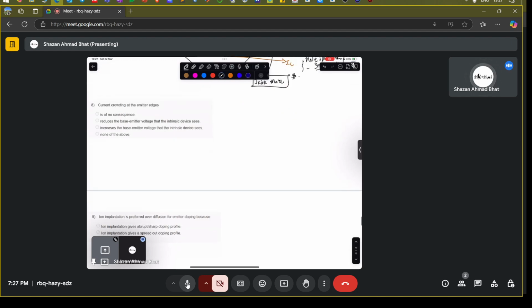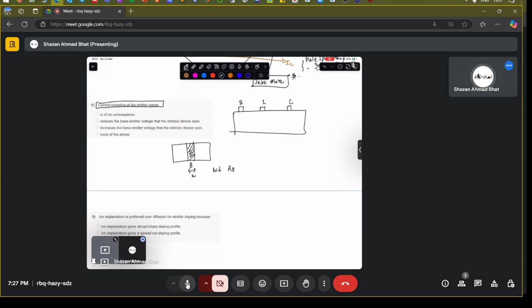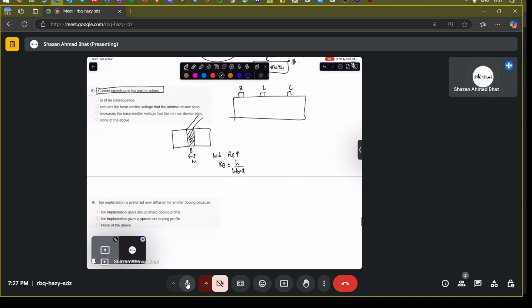The current crowding at the emitter edge, this we have not discussed yet. The current crowding effect happens because if you have a base, an emitter, and a collector, then if you go on reducing the base width, let me show it like this. If this is the base, this is the base width. If you reduce the base width, the base resistance goes on increasing. Why? Because the base resistance is proportional to the length of the base region divided by the width of the base region times the other dimension, the thickness of the base region. So you go on reducing the width, RB increases.